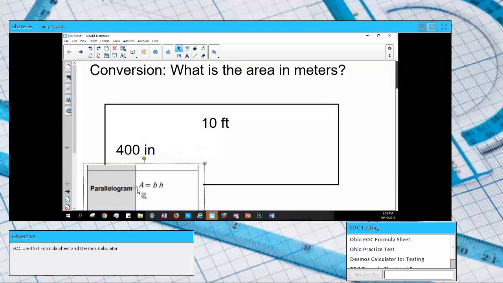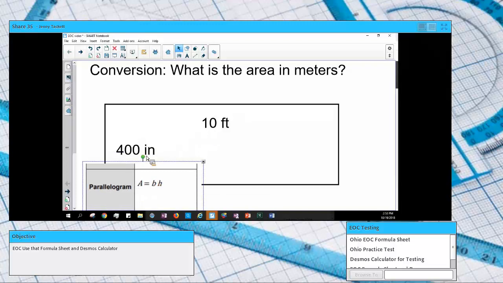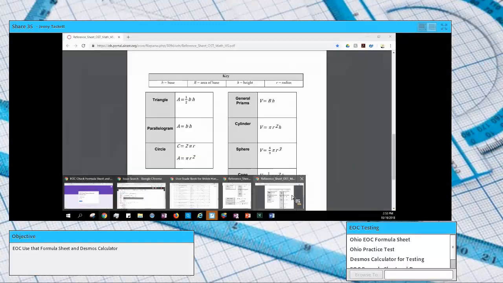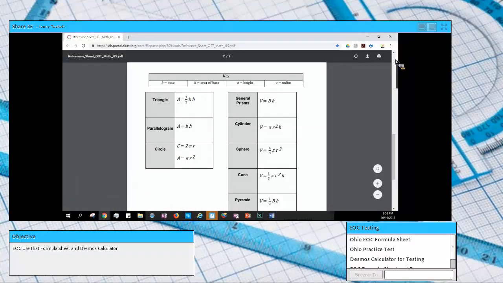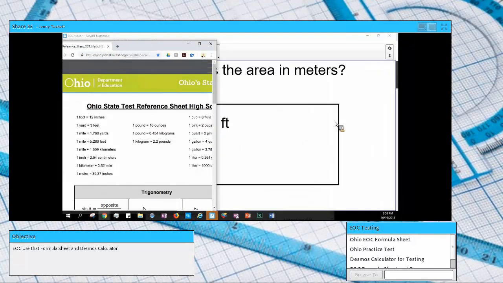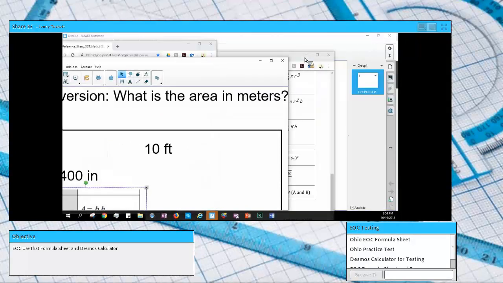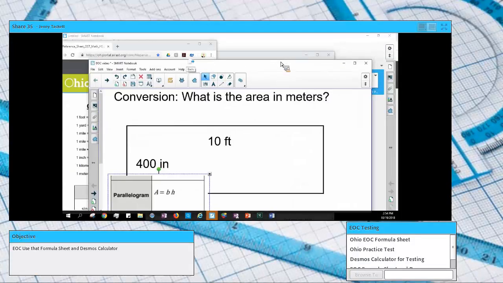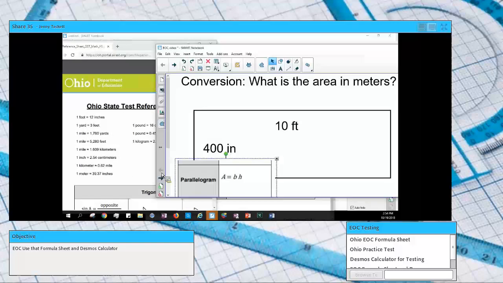Now, one thing I know is I can't multiply feet and inches, and I need my answer to be in meters. So I recall that when I first looked at this formula sheet, up at the very top, it gave me some conversions that I can use. For instance, I can convert the 10 feet into inches and the inches into meters.